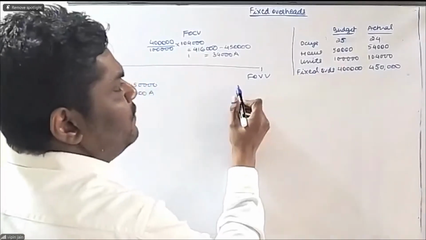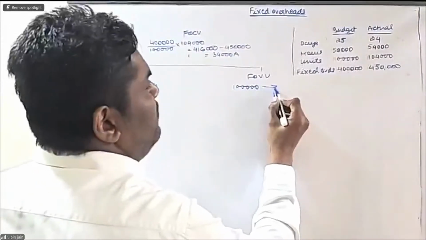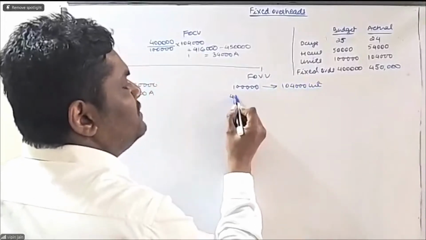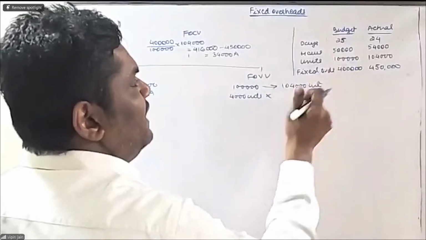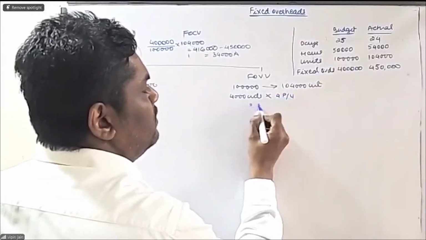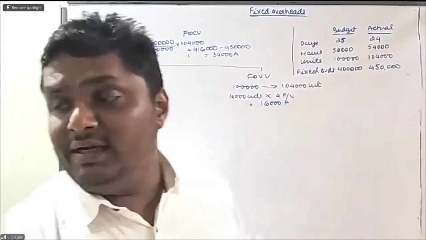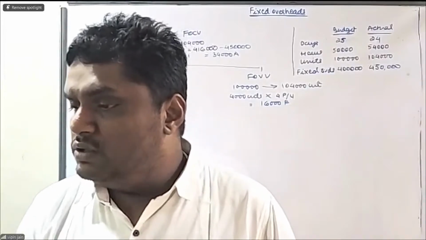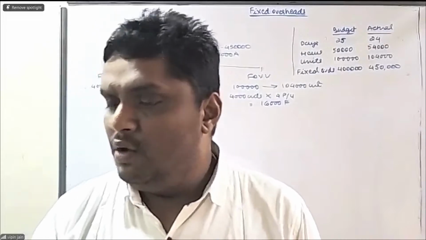Volume variance, we were supposed to manufacture 1 lakh units, but we manufactured 1 lakh 4,000 units. 4,000 units extra we manufactured into the rate per unit, that is 4 lakh divided by 1 lakh. So this will be 4 per unit. So this will be 16,000 favorable. And I think I got correct answer from everyone. Very good, guys. In fact, Nitin also, I think you posted it by mistake. So your answer is correct. Very good, Nitin.